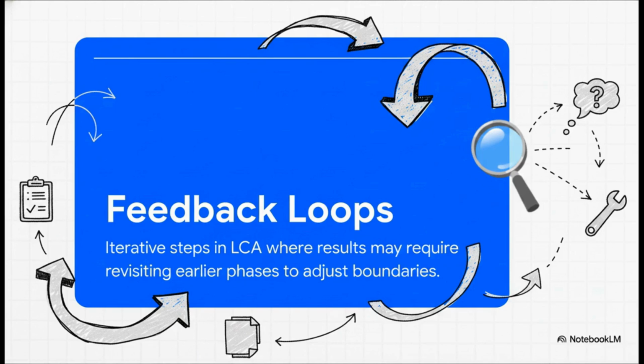Or maybe you hit the interpretation phase and realize your data quality on a specific chemical is just too poor to draw a solid conclusion, sending you right back into the inventory phase to dig deeper. It's a process of continuous refinement. Honestly, it completely destroys the illusion that environmental assessment is just a simple, one-directional calculation.